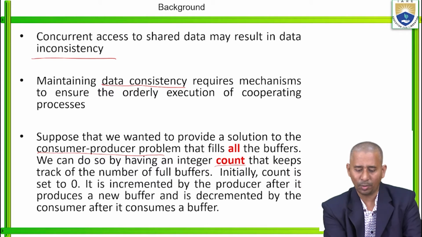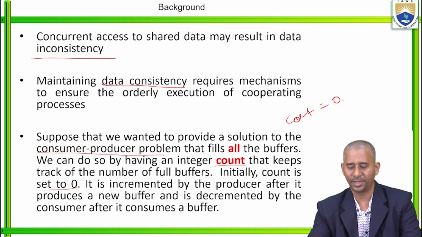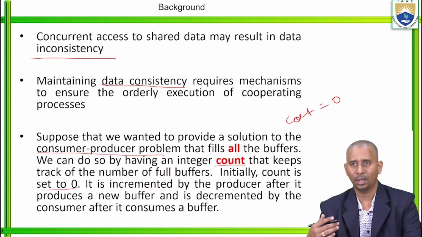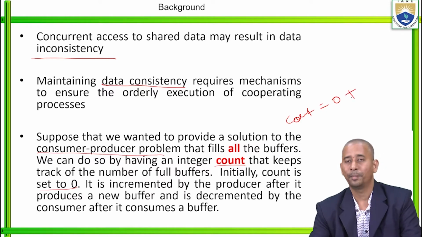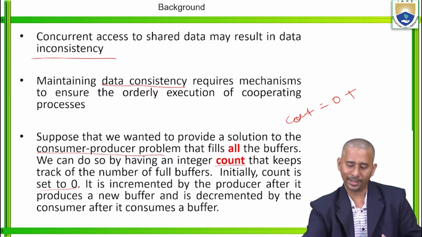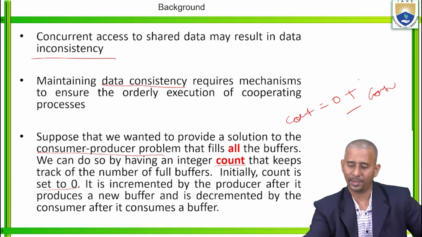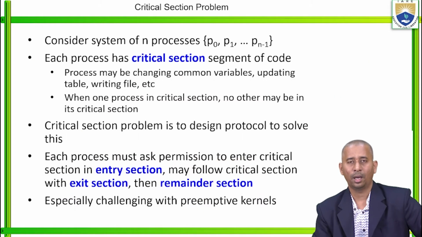Initially the count is set to 0. It is incremented by the producer after it produces a new buffer and is decremented by the consumer after it consumes a buffer. Based upon this introduction, we now move to the critical section problem.